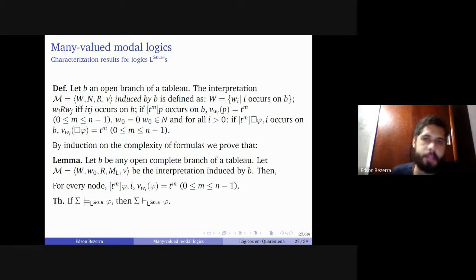And for completeness, we define the notion of interpretation induced by the branch. The model M is induced by the branch B. We define this interpretation as follows: the set of worlds is the set of all worlds which occur in the branch. We define the accessibility relation in this way here, and we define the case for atomic formulas. And we also put the restriction we put in the case of soundness, in the definition of faithfulness, sorry. Now, in this case, by induction on the complexity of formulas, we can prove this lemma, and then we have the completeness.